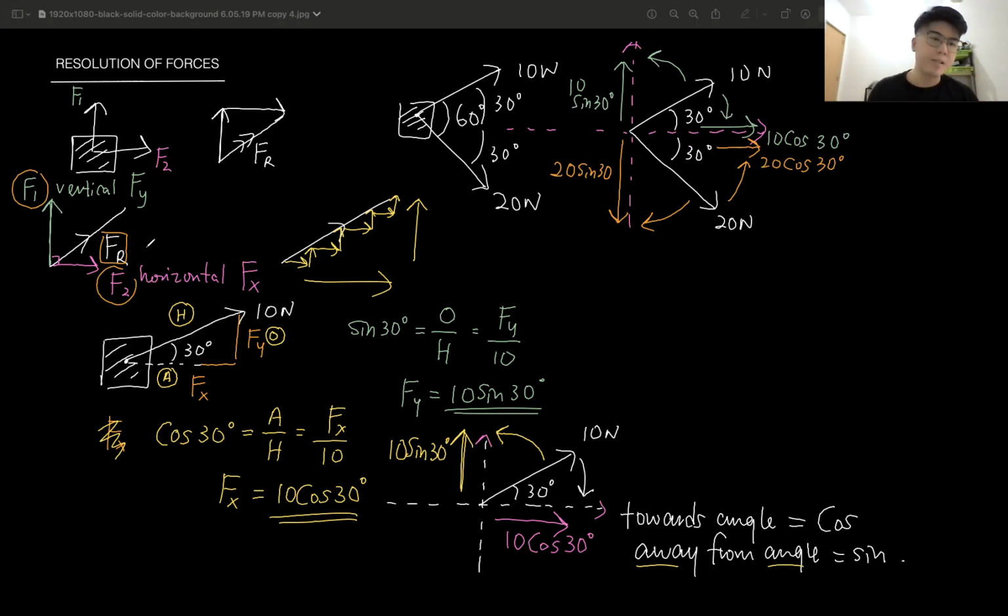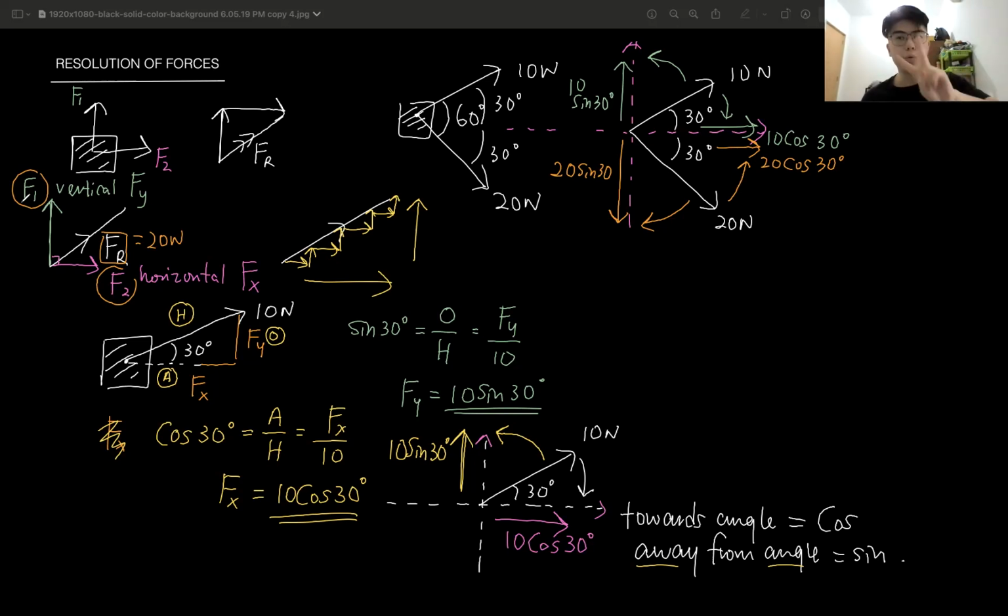So if FR is 20 Newton, F1 cannot be greater than 20. It must be less than 20. F2 also must be less than 20 because they are just a portion of it. But they combine to become the FR of 20. So when you resolve the forces, you cannot just write the vertical. It must come together, vertical and horizontal.